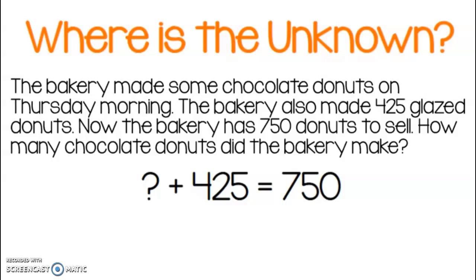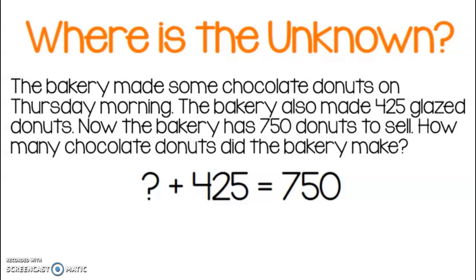Did you write question mark plus 425 equals 750? In this word problem, what does the number 750 represent? Yes, it represents the total number of donuts made by the bakery, which is also including both chocolate and glazed donuts. What does the number 425 represent in this problem?